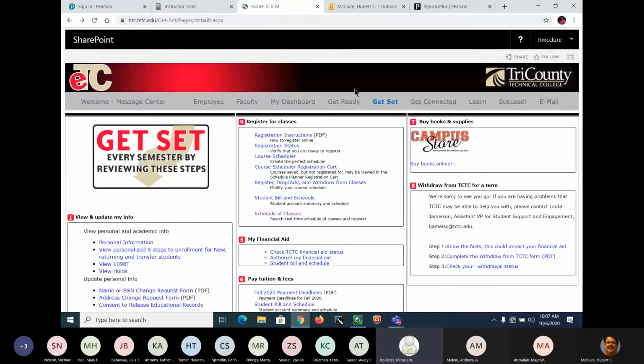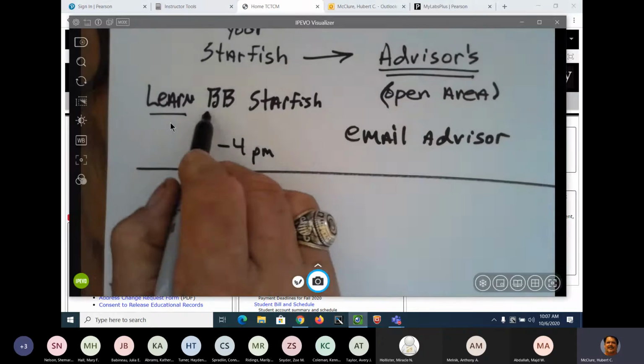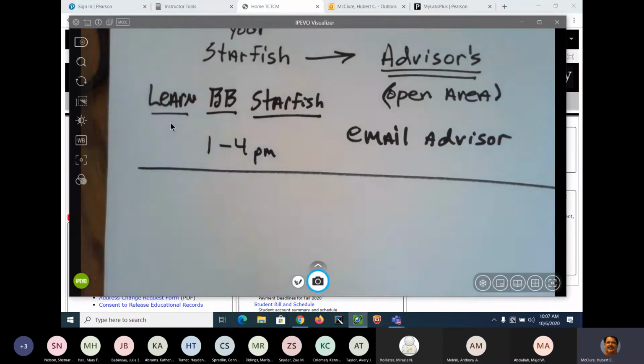Your advisor pops up on your Starfish when you pull it up. Okay, good. Thank you. Where is it? Tell them where it pops up. Go to Learn and then to Blackboard and then to Starfish. Thank you. Learn, Blackboard, and Starfish. That's the easiest way to do it because it pulls up their calendar too, so you can see when they're booked. Okay, thank you. So is that what you said? Go to Learn, Blackboard, and Starfish? Yes. Okay, and look for the calendar.